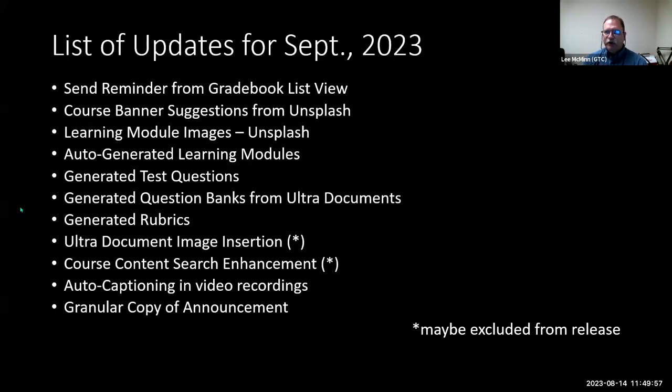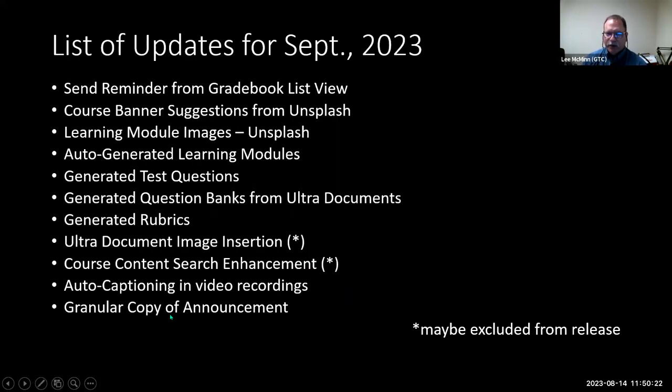I'm not going to go through every other item on here, but you can see what it can do. It's going to help you generate tests, generate question banks, and generate rubrics. These items with the asterisk, as you can see down at the bottom right, may not make it in the September list. They're still working very hard to get these done. But if something happens and they can't get it fully functional, of course, it'll be delayed until October.